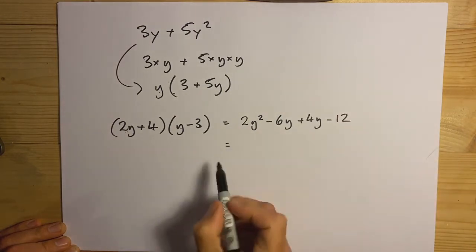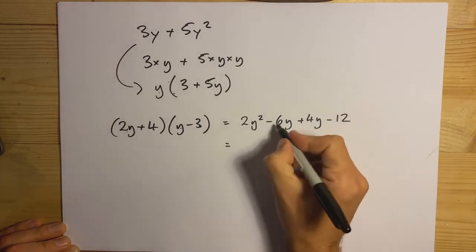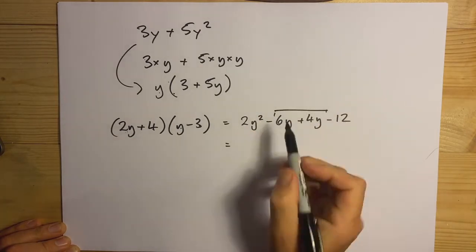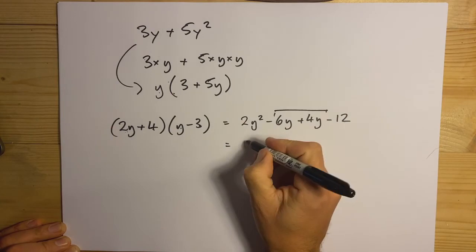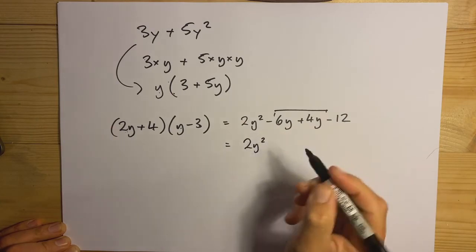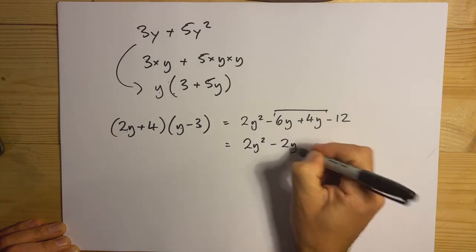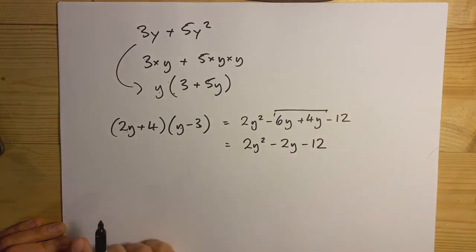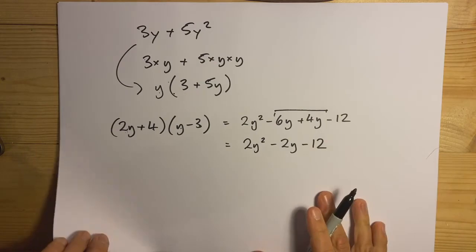Now, as we had with the p's before, we can combine like terms. We can't do anything with this one, but we can combine those two together. So minus 6 plus 4 becomes minus 2. So that is 2y squared minus 2y minus 12. All right. So some basic playing around with algebra.